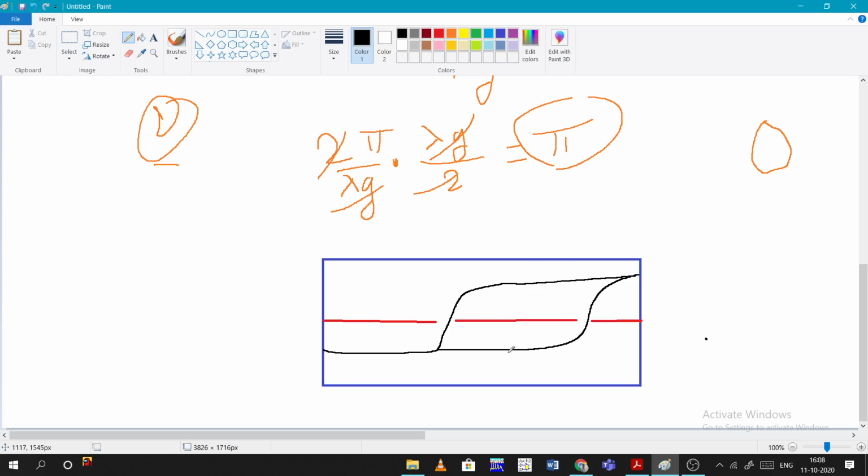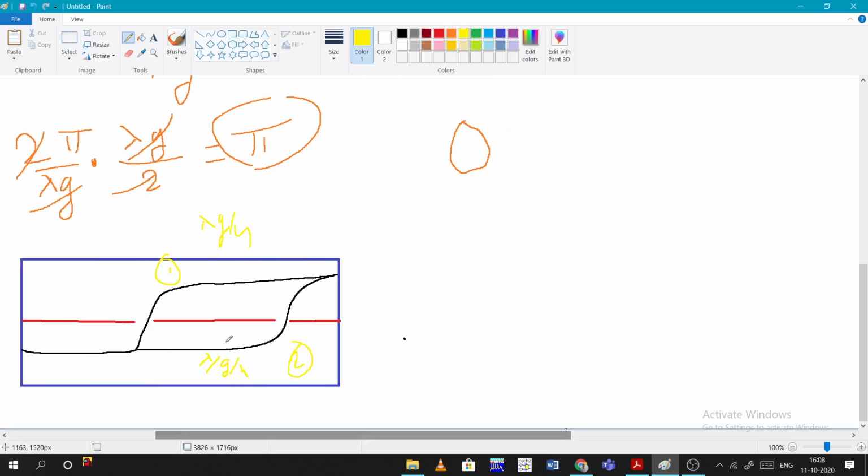So this first signal suffers lambda g by 4 distance, and this second signal also suffers lambda g by 4 distance. This is the second signal. So basically when you observe, both are suffering the same distance. That means there will be no phase change between them. When you calculate the phase difference between the signals, it will be the same.